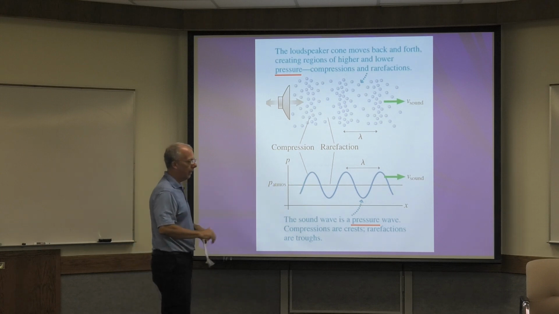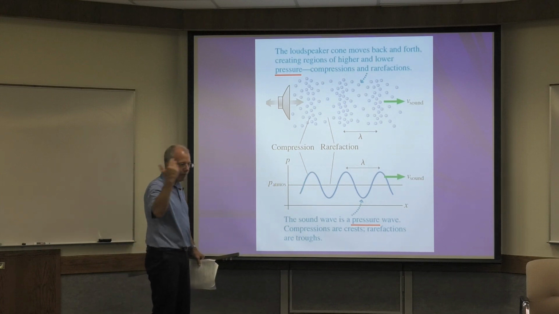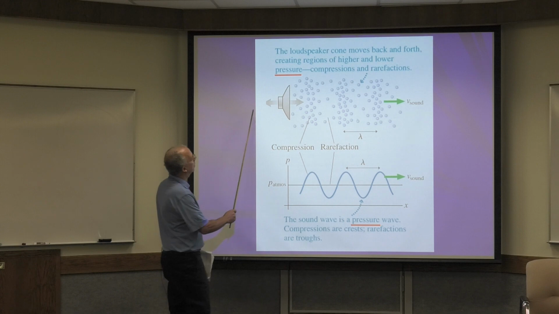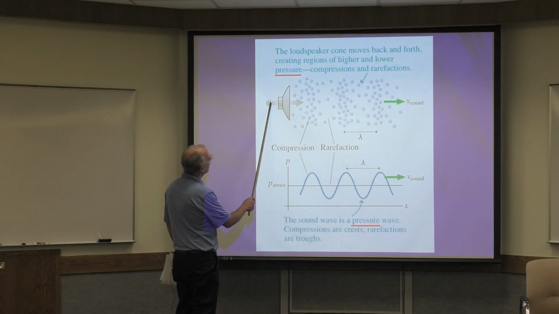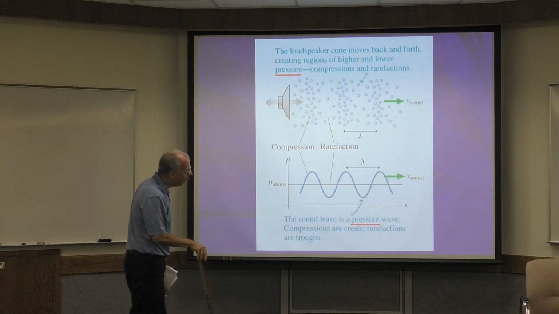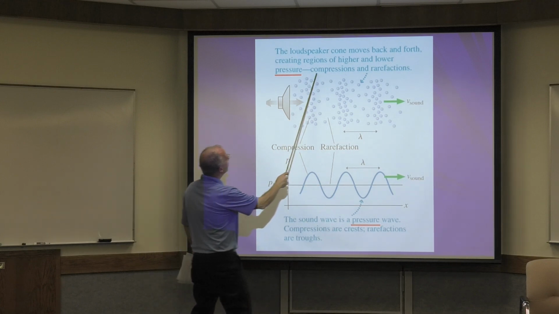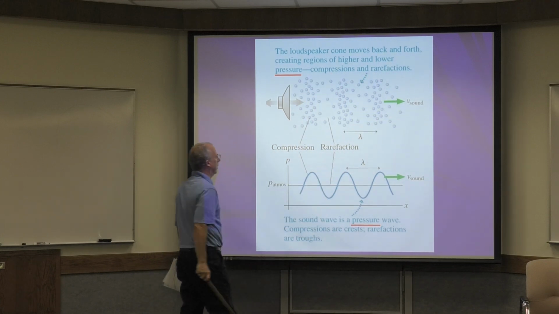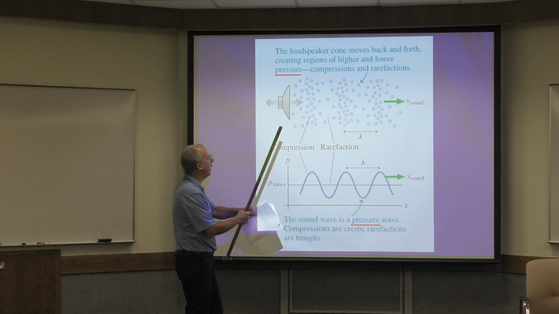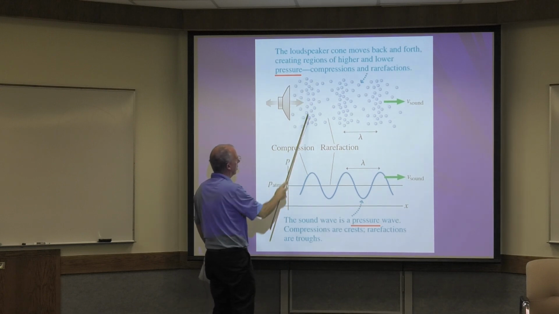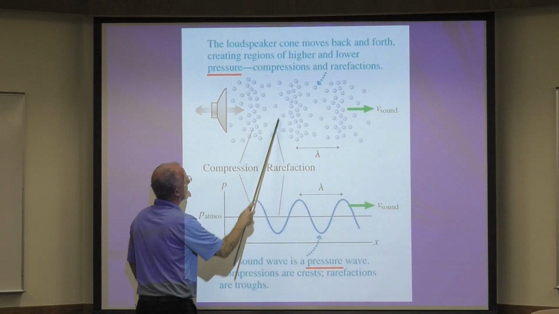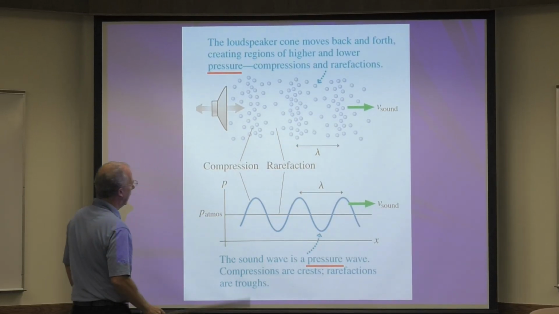So how do you produce a sound wave? If you have a speaker, you should take the cover off it and see what it does. All it does is go like this. So this is a speaker cone. The loudspeaker cone moves back and forth, creating regions of higher and lower pressure, compressions and rarefactions. Where those molecules are being shoved together, it's high pressure, compression. Where the air molecules are being pulled apart, it's low pressure, rarefaction.